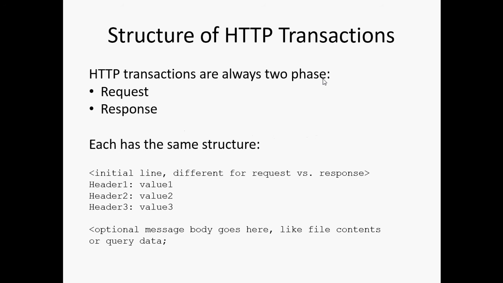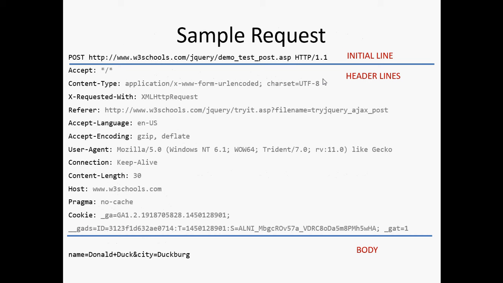The format of both the request and the response messages are similar. Both kinds of messages consist of an initial line, 0 or more header lines, a blank line, which is just a carriage return line feed by itself, and an optional message body, such as a file or HTML content. Here's an example of a request. You can see that there's an initial line, header lines, and the body.